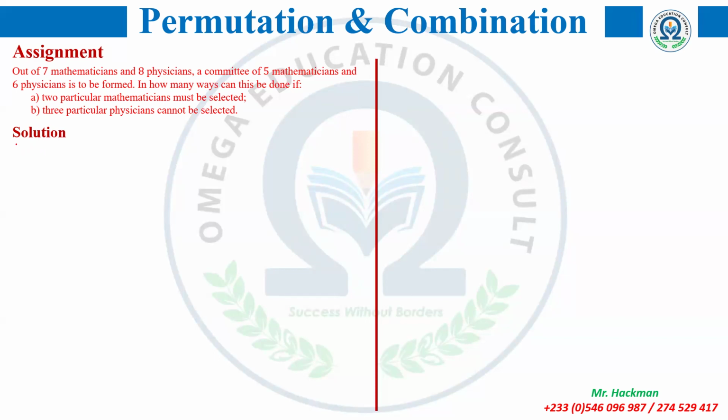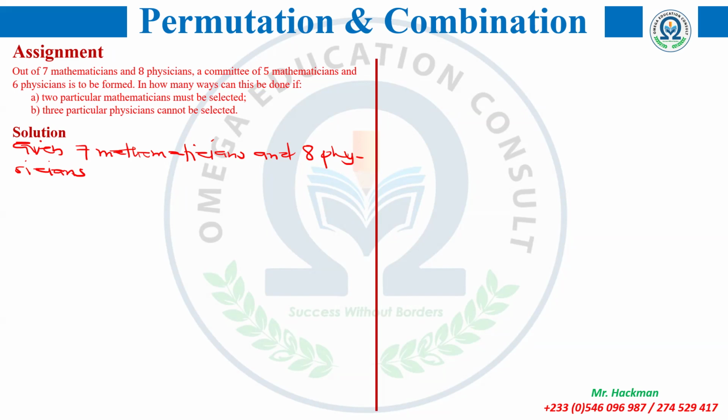So you write given: number of mathematicians, I can even write 7 mathematicians, it's the same thing. And what do we have? 8 physicians. I've extracted the information that we have there, in terms of the numbers of the 2 categories.